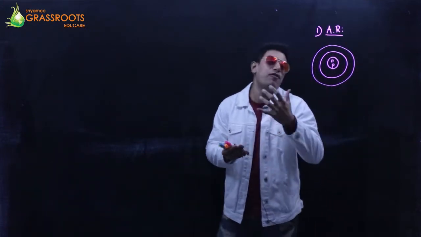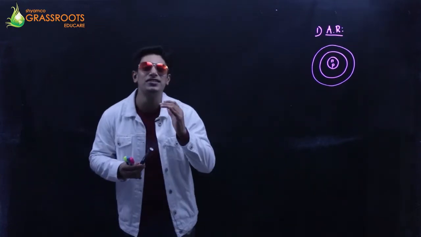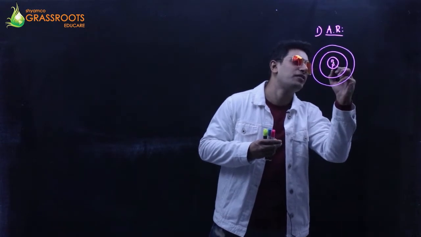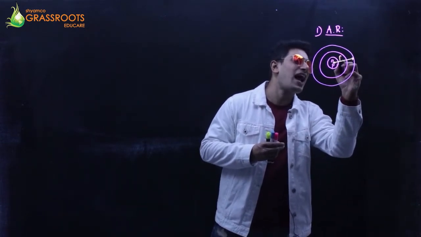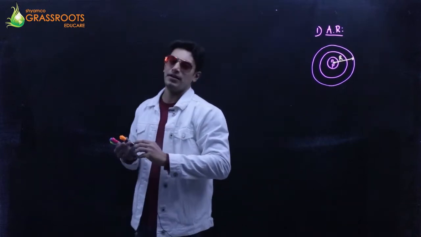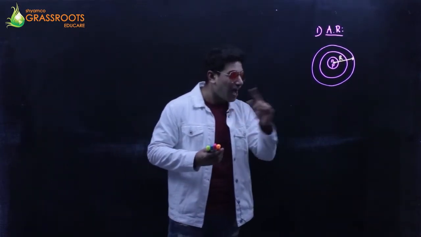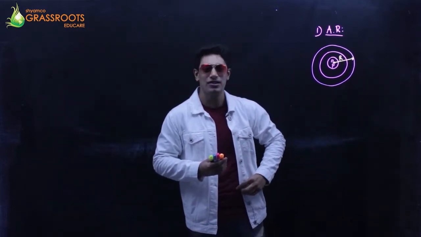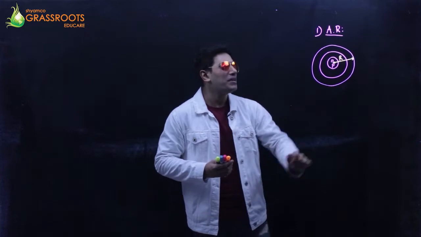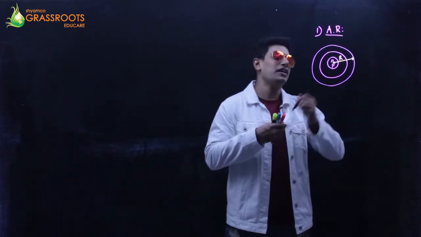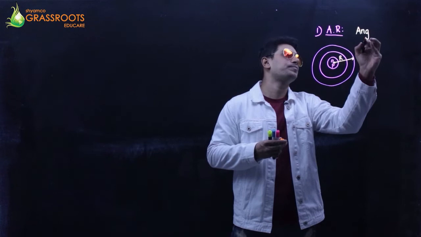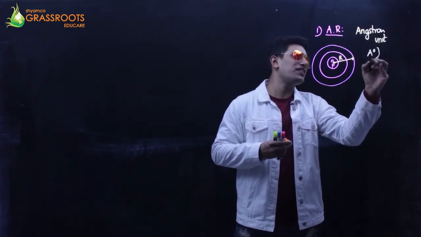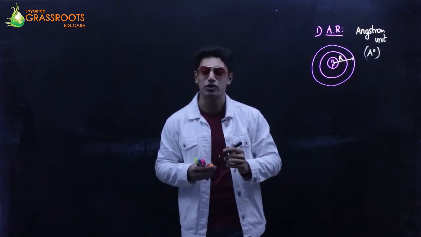If I define what atomic radius is, it is the distance from the center of the nucleus to the outermost shell. So can I say atomic radius is the distance from the center of the nucleus to the outermost shell, the outermost orbit. That's what atomic radius is. Remember that, first thing. It is measured in a unit called the angstrom unit. We call it A0. This is the unit of measurement of atomic radius.